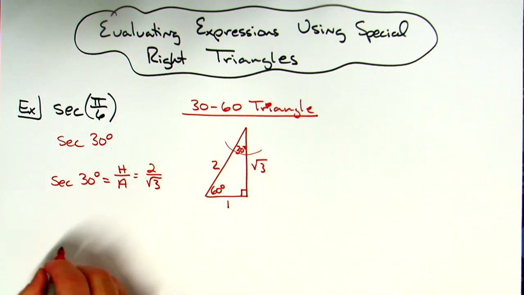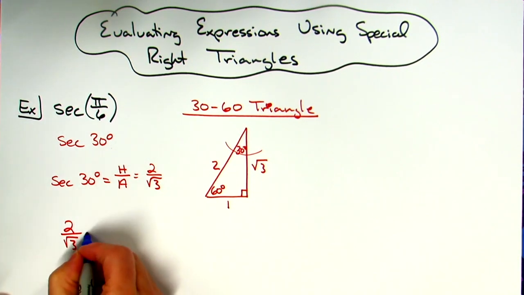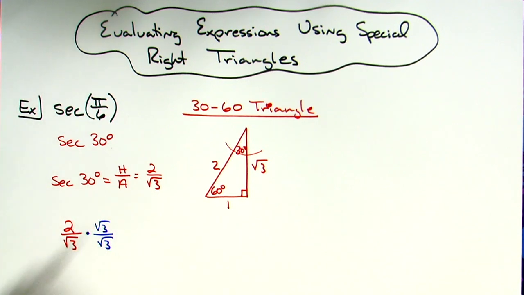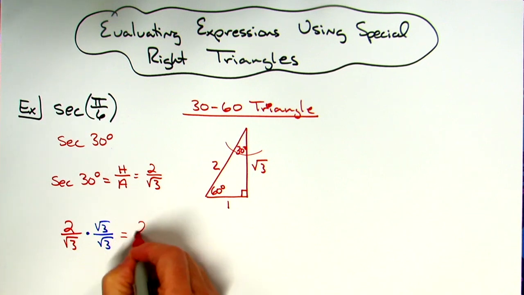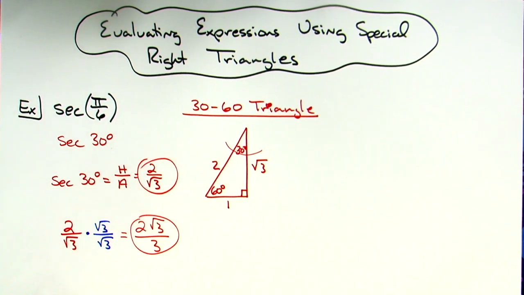Now, most people are going to want to rationalize that. So 2 over square root of 3. If we're going to rationalize that, we're going to multiply by square root of 3 over square root of 3, which then is going to give us a final answer of 2 square root of 3 over 3. Technically both of those answers are equivalent, but this is the rationalized one.